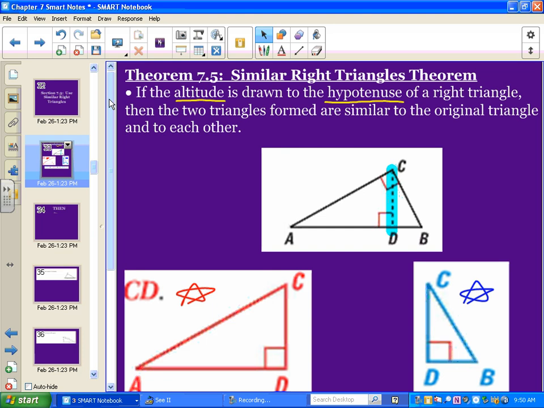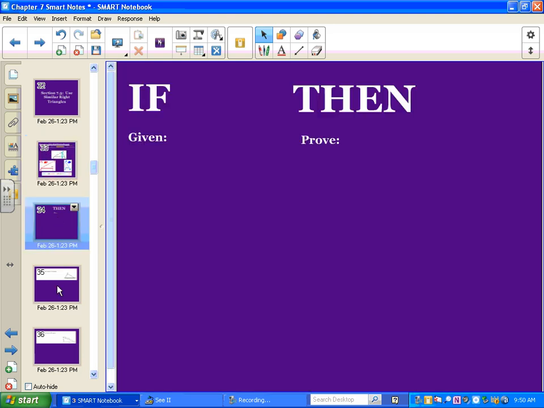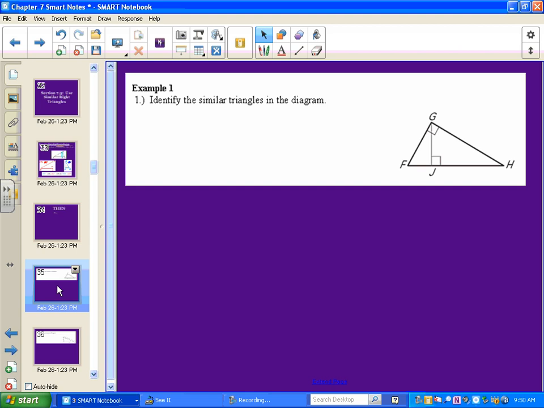Okay, the next thing in your notes is that if-then proof. We're going to skip over that and go straight to Example 1. Example 1 says, identify the similar triangles in the diagram. So we need to identify the similar triangles, and we're going to write a similarity statement.